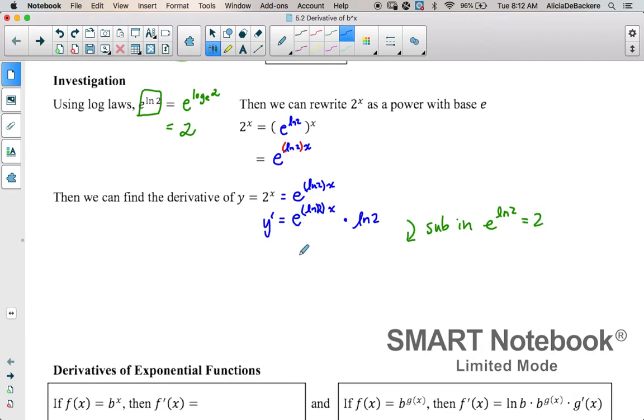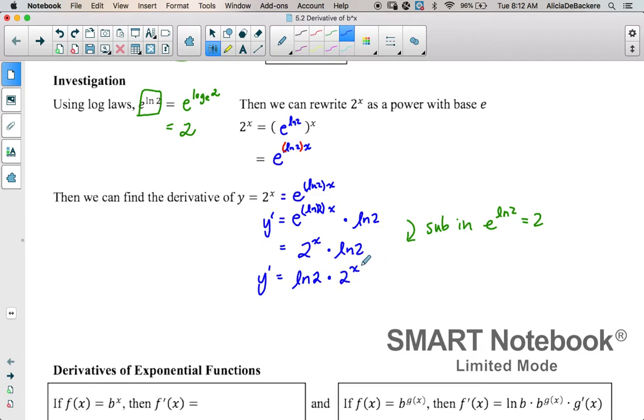So I'm just replacing this part here. So this is really 2, and then the x is still there in the exponent times ln 2. And so normally we rearrange this and we would write the x at the back. We always take our numeric coefficients to the front. And so here I've got ln 2 times 2 to the power of x.